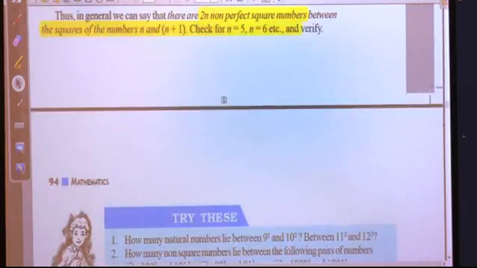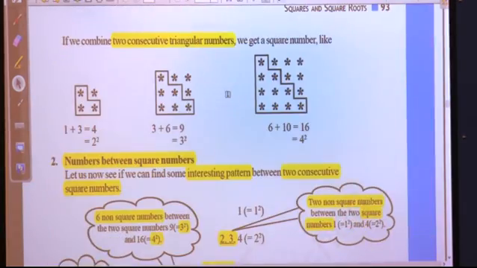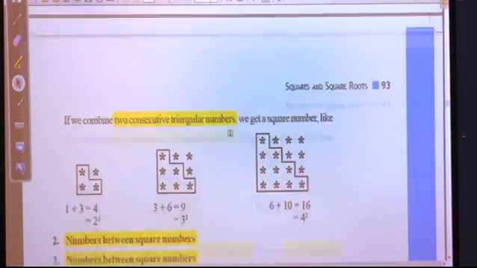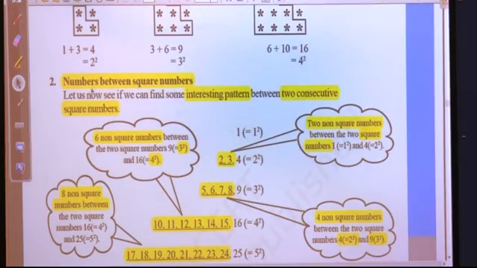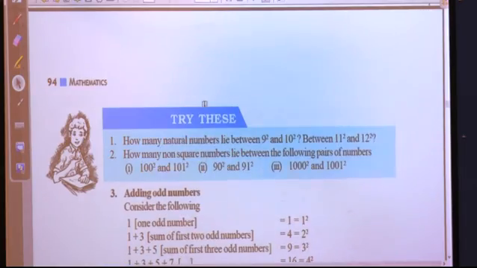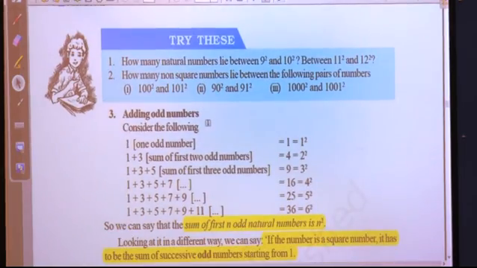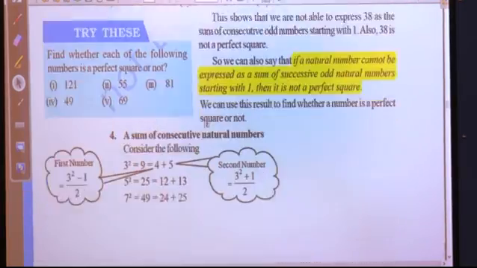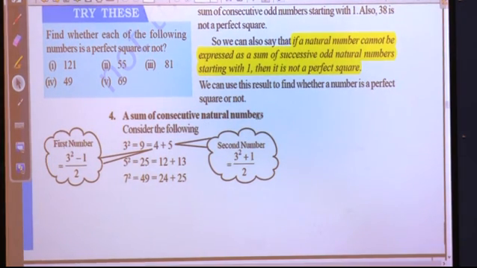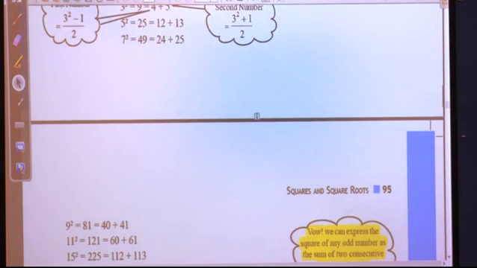The different patterns they are explaining to us, so that we can understand the things properly: adding triangular numbers, after that numbers between square numbers, then adding odd numbers, and sum of consecutive natural numbers. Today in this session we have studied these patterns.